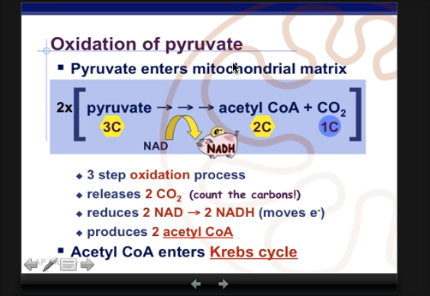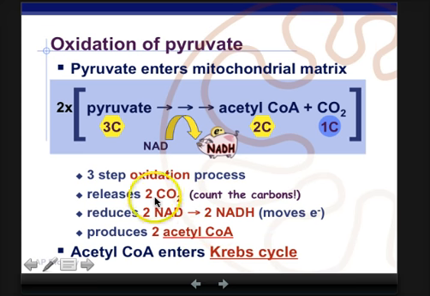So this comes between glycolysis and the Krebs cycle, and it's all about converting pyruvate to acetyl CoA, giving off carbon dioxide, and reducing NAD to NADH. So for 1 molecule of glucose, we are getting from this step 2 molecules of carbon dioxide, 2 NADH, and 2 acetyl CoA.